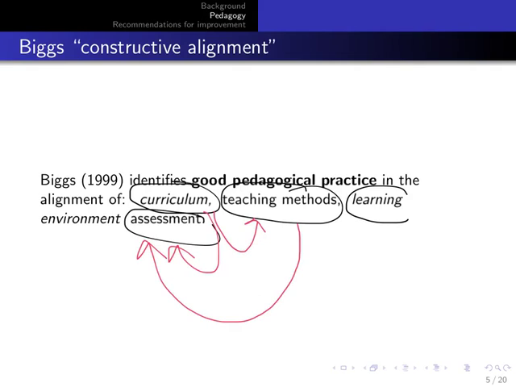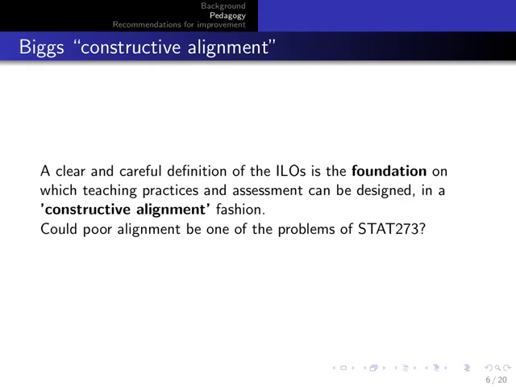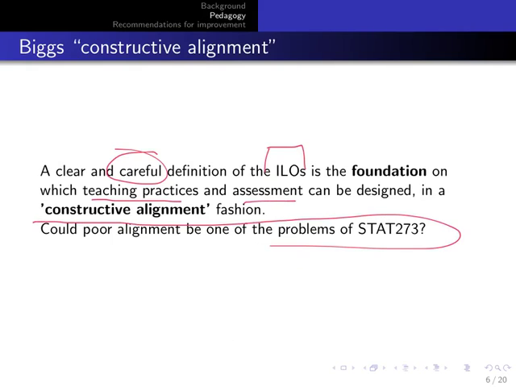A good point to start with are the intended learning outcomes, which will be abbreviated as ILO in the next slides. Biggs highlights the important point that a careful definition of the learning outcomes is the foundation on which teaching practices and assessment can be designed. So, could poor alignment be the problem that I see in Status Event Free, or at least one of the problems?